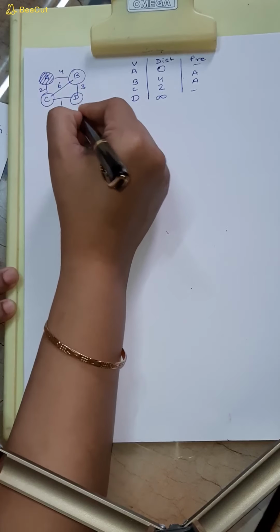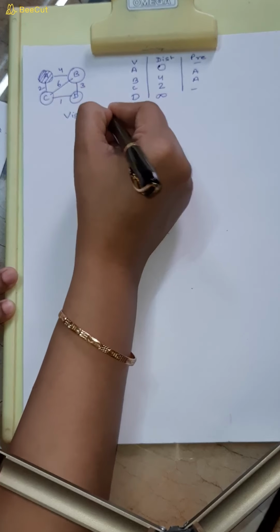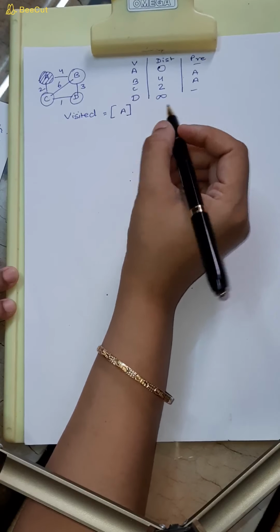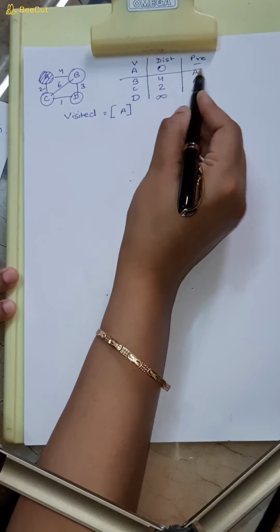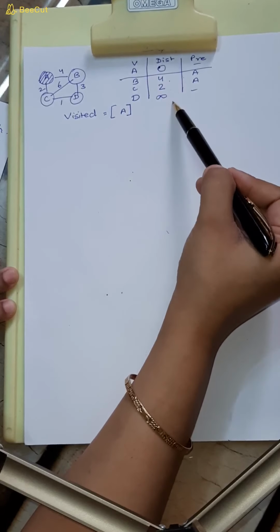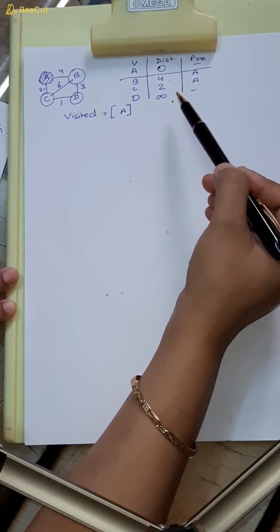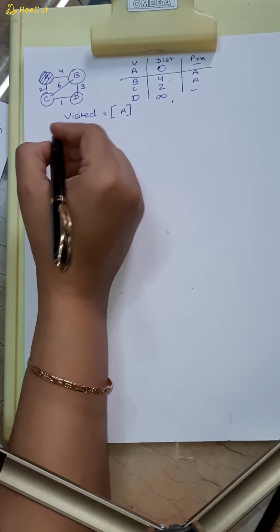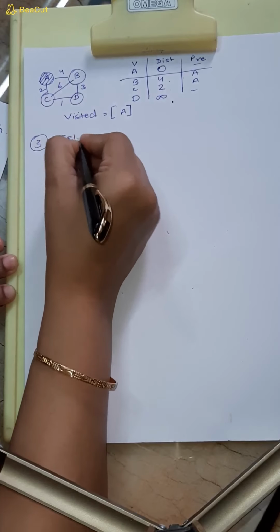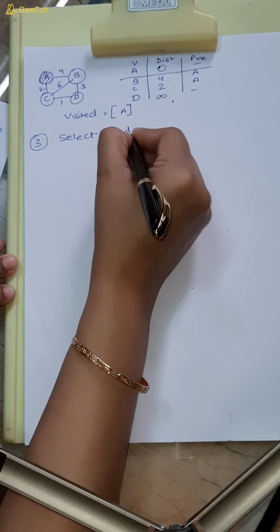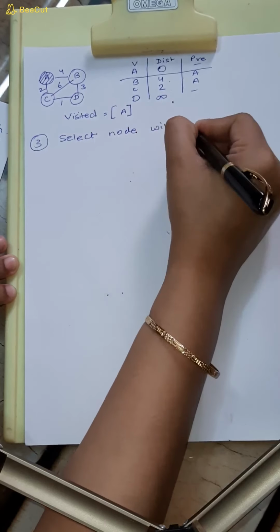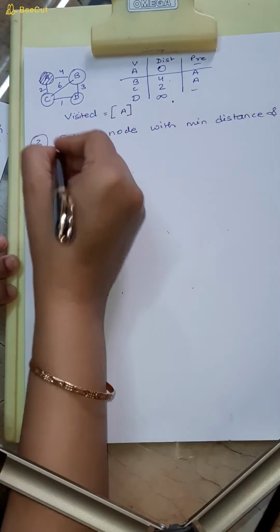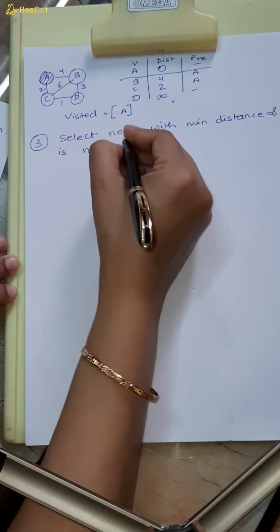So in the visited array, which was empty, we can add A over here. Okay. Now what you have to do, A is already visited. In B, C, D, you have to select a node which is having minimum distance. So the next thing is you have to select a node with minimum distance and is not visited yet.